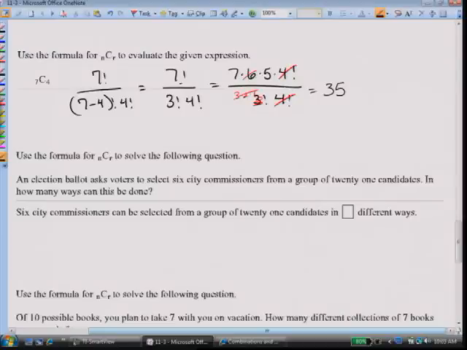Okay, so let's look at this next problem. It's a little bit of a word problem. It says, an election ballot asks voters to select 6 city commissioners from a group of 21 candidates, and how many ways can this be done? Does everybody understand that this is a combination instead of a permutation? Makes sense to you? Okay, so we've got 21 and the combination with a 6.